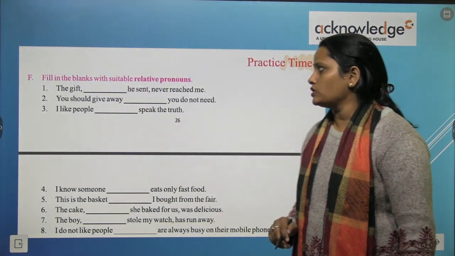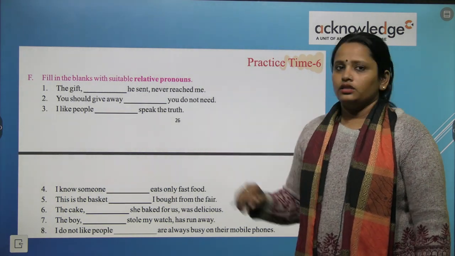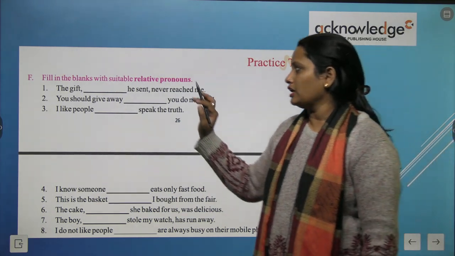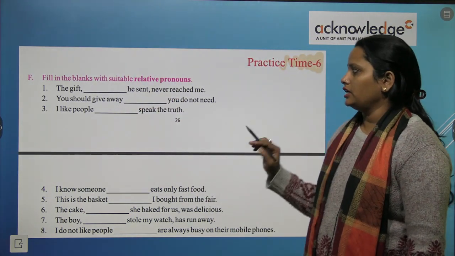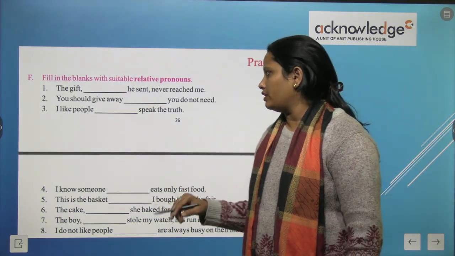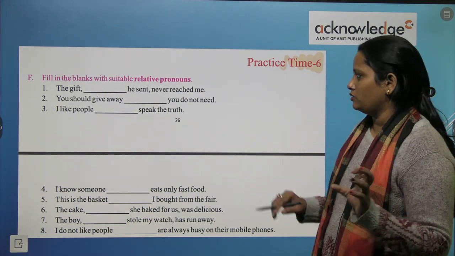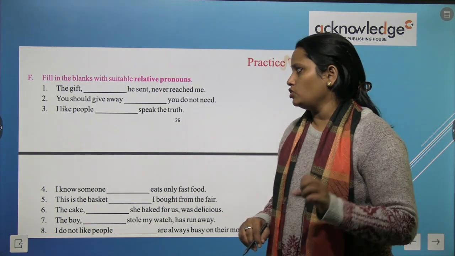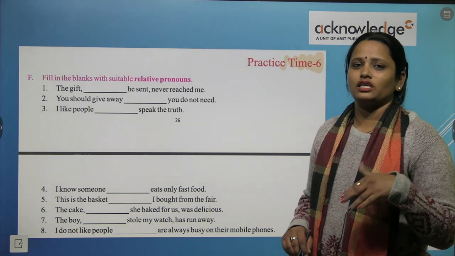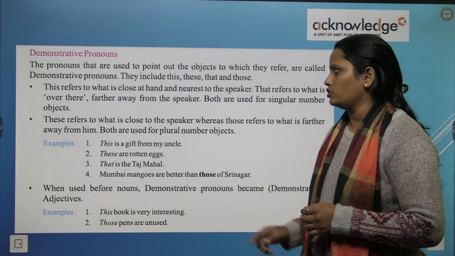Now fill in the blanks with suitable relative pronouns. So यहाँ पे हमें relative pronouns से we have to fill in the blanks. The gift dash he sent never reached me. The gift के साथ यहाँ पे क्या that. The gift that he sent never reached me. मेरे तक कभी नहीं पहुँचा. You should give away dash you do not need. So तुम्हें वो चीज़ दे देनी चाहिए जो तुम्हें नहीं चाहिए. So here we are going to write what. You should give away what you do not need. जो तुम्हें नहीं चाहिए उसे अपने पास नहीं रखना चाहिए, उसे दे देना चाहिए. So the rest of the questions are your homework, children. You have to do them on your own.